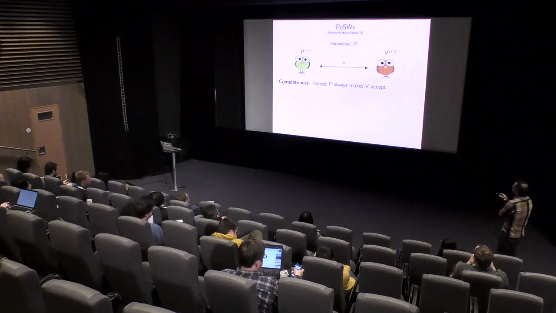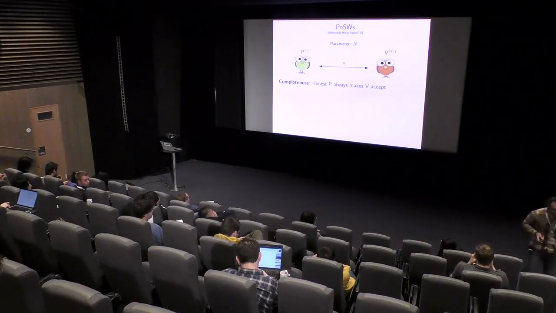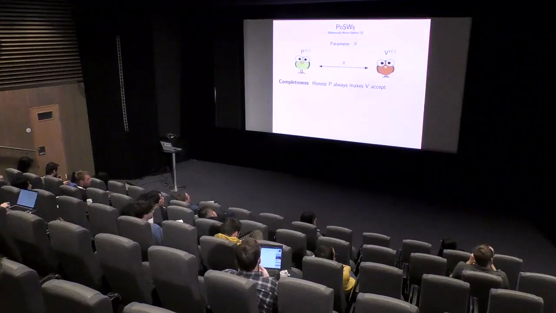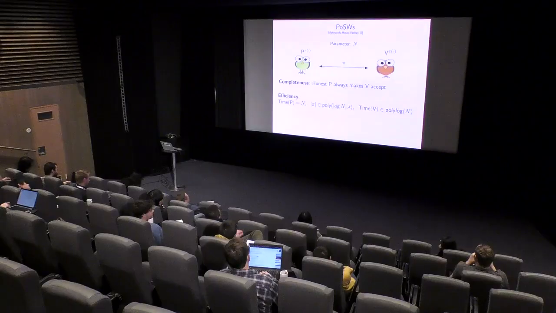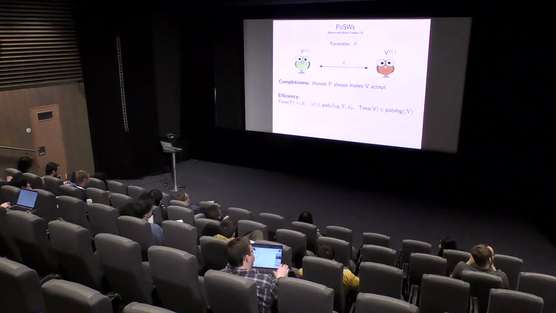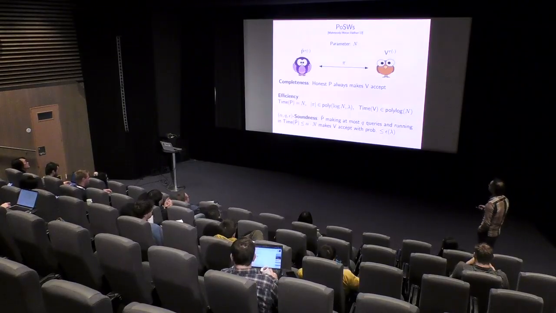POSWs were introduced by Mahmoody, Moran, and Vadhan. They're interactive proof systems. Completeness says that the honest prover convinces the verifier. Efficiency is key here: the prover runs in time n and produces a succinct proof, and the verifier is very efficient. If we drop this efficiency requirement, everything is trivial. And the most important aspect is obviously soundness.